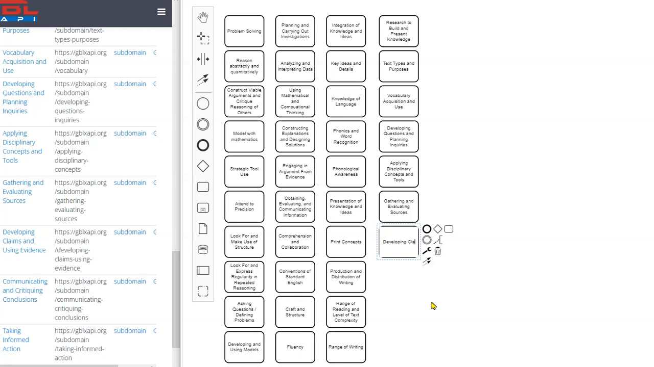Developing claims and using evidence. I claim this. This is what I believe. This is what I saw. How do I write that down? Because in the legal world, almost everything seems to be a claim, and then the evidence supports or denies the claim. We had evidence up here as well. So proof that it's true or false.